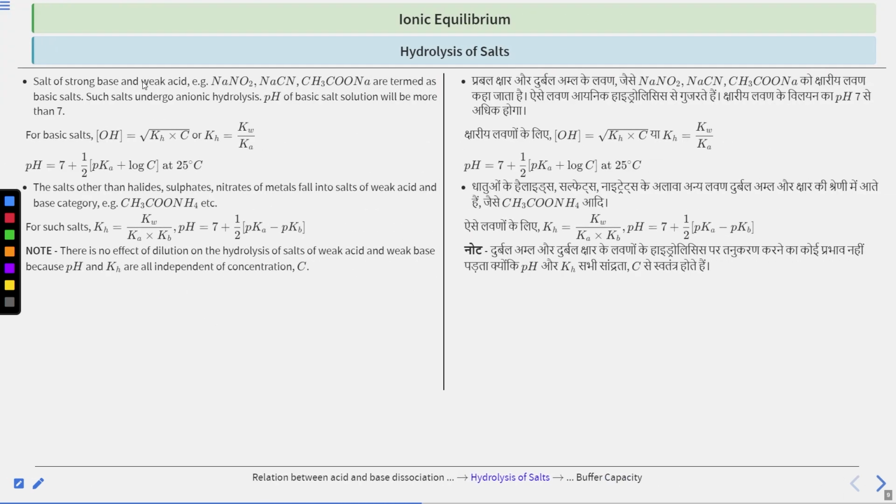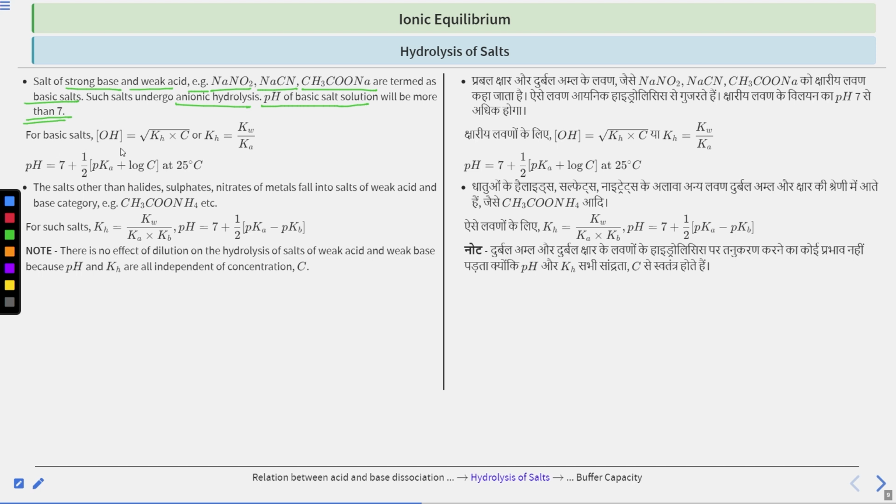Now, the salt of strong base and weak acid, for example NaNO2, NaCN, CH3COONa. Here who is dominating? Base is dominating. Strong base and weak acid, so the salt will be a basic salt. Such salts undergo anionic hydrolysis, and the pH of a basic salt solution will be more than 7.